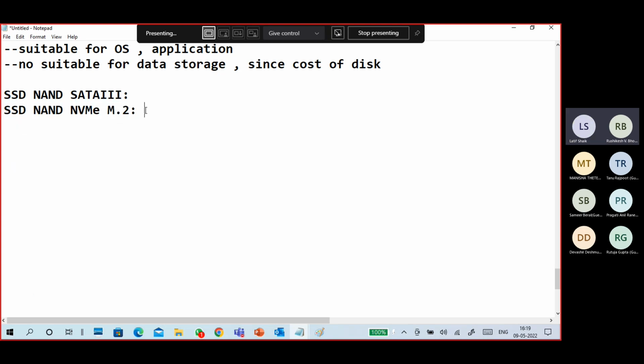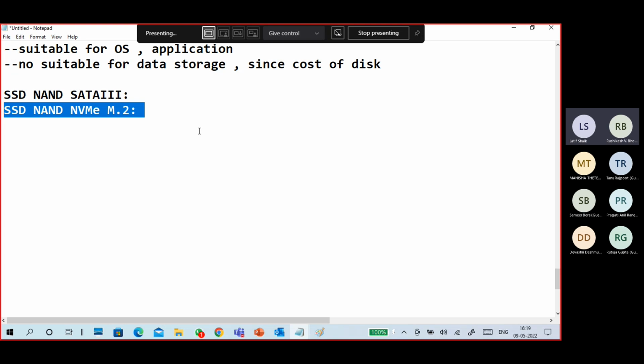Is it an NVMe M.2 type of SSD? Then take it. Even though it is costly, you will get more speed. Your booting speed increases, application loading speed increases. Like if you are a mechanical or civil candidate, big applications will boot much faster. It will open, right?